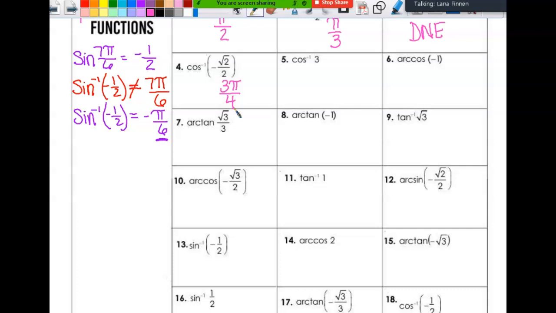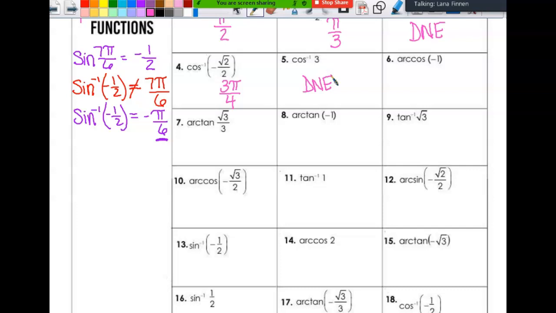Okay, so then what do you think about cosine inverse of 3? Does not exist. Good. All right.